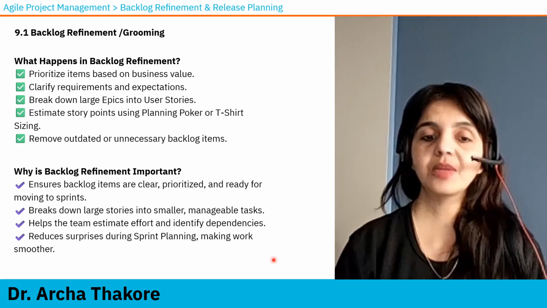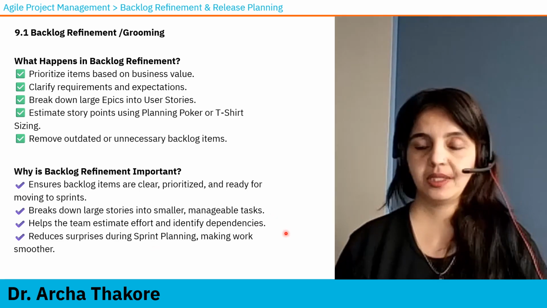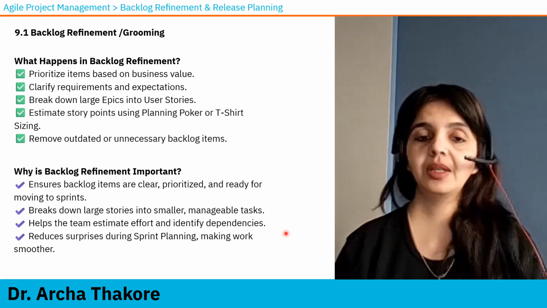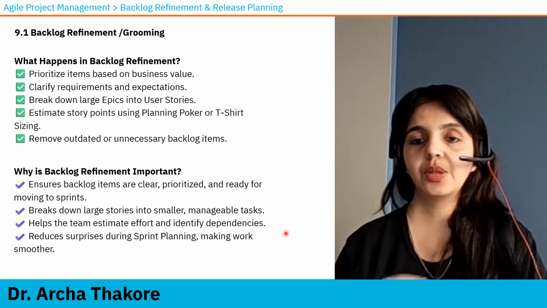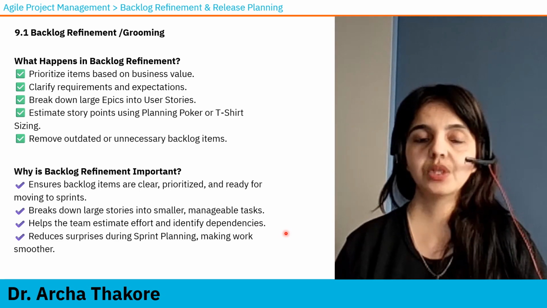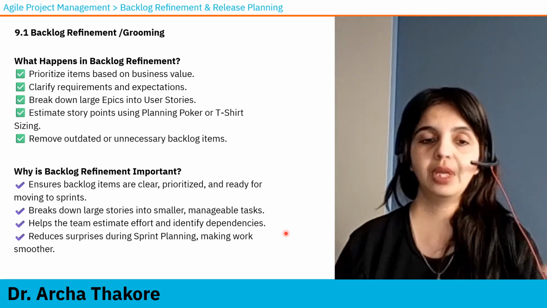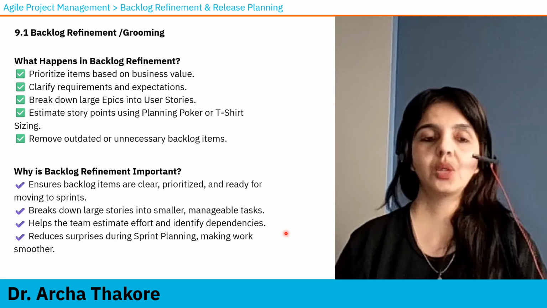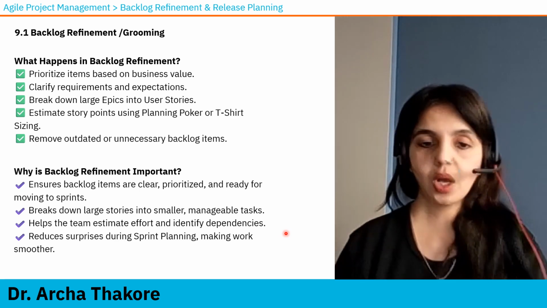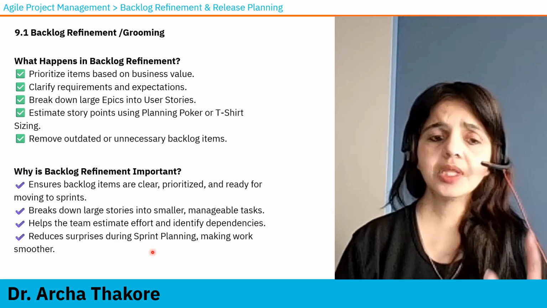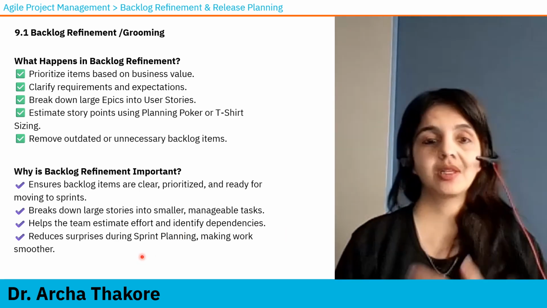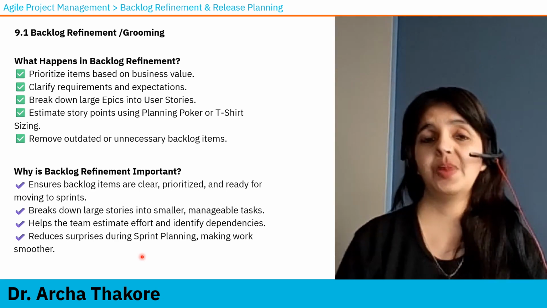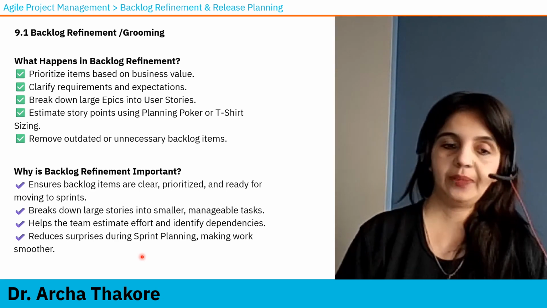It helps the team estimate effort and identify dependencies. When story points are assigned, the team understands how much work is required to complete that story, how many stories we will be doing in this iteration, how much effort we will need to release this feature, all those things. It reduces surprises during sprint planning because the risks and all the details have been discussed during the grooming.